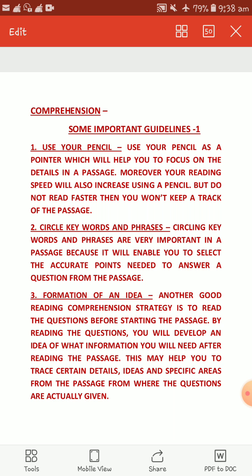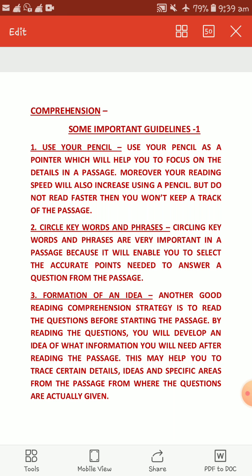But remember, do not read faster. It's not that you are going through a 100 meters race or 200-meter race. It's not like that. Read slowly. No need to read faster. Because remember one thing, you read in a steady manner and the pencil will help as a pointer, and it will increase your steady reading speed related with that unseen comprehension.